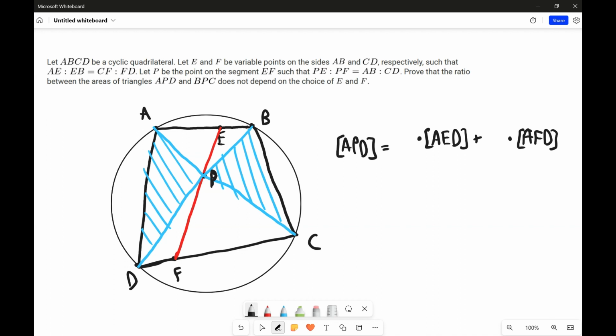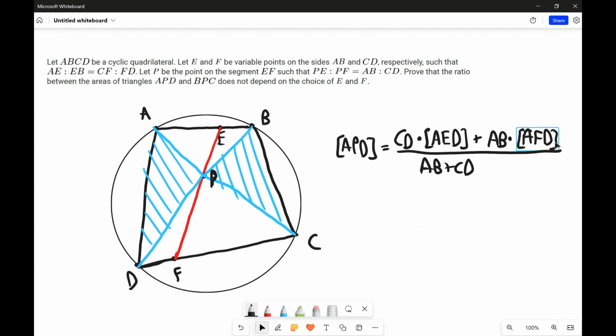And in this case, we need to weigh E a bit more because AB is less than CD. So in order to weigh E a bit more, it makes sense that we need to multiply by CD because it's a linear function. So we multiply by CD and then AB and divide everything by AB plus CD to balance things out. Now the question is, how do we find the area of AED and AFD?